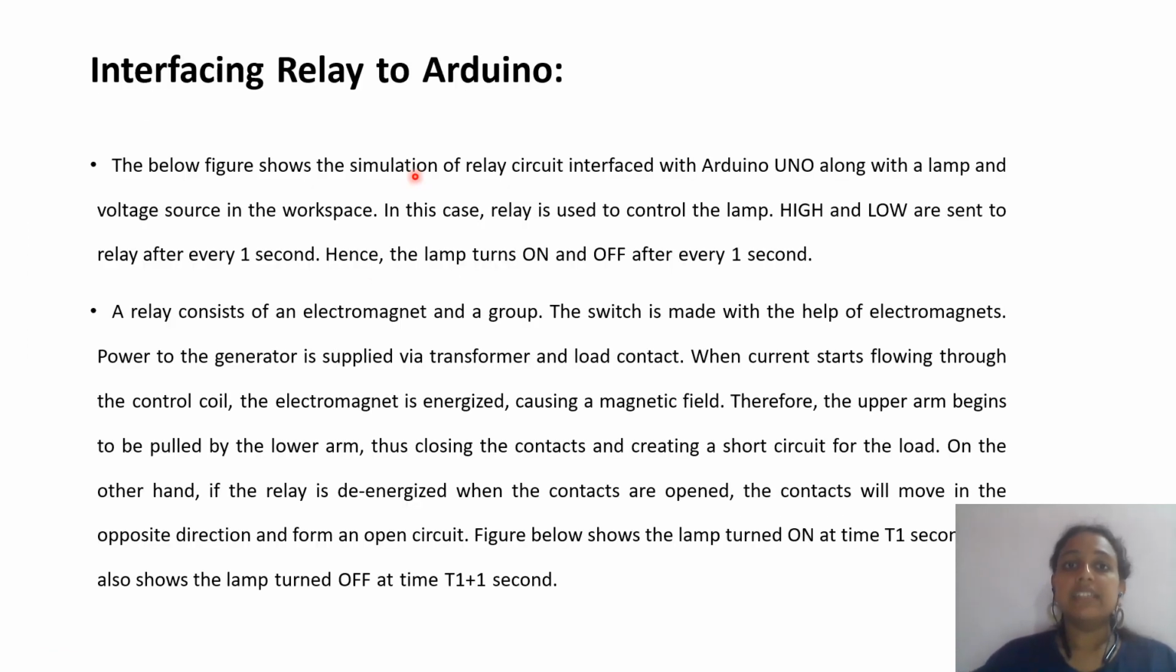Third is interfacing the relay to the Arduino. So Arduino Uno along with a lamp and a voltage source is used in the workspace. In this case, the relay is used to control the lamp. High and low values are sent to the relay after every 5 seconds so that the lamp turns on and off after every 1 second.